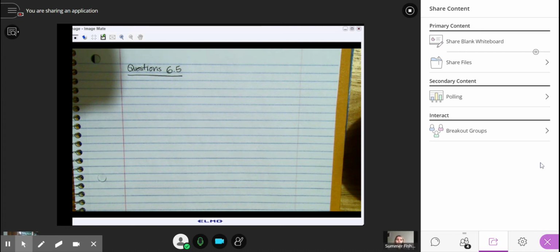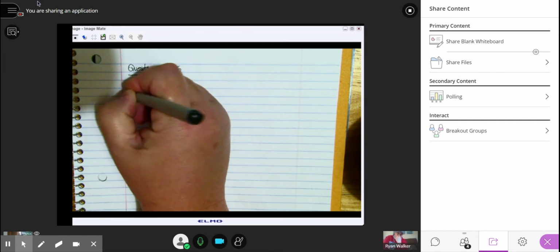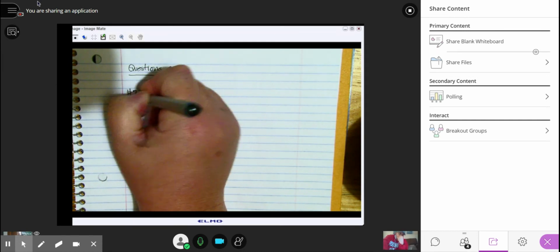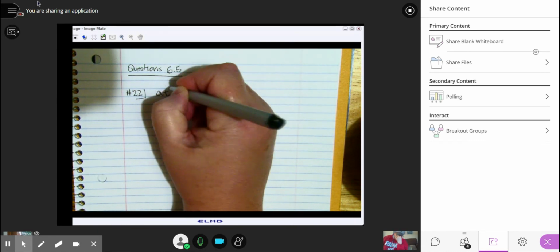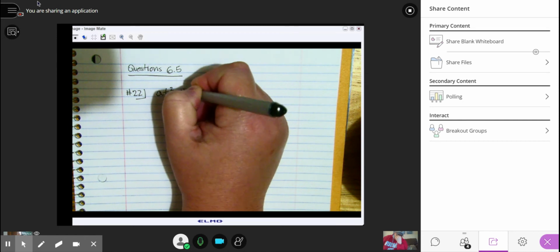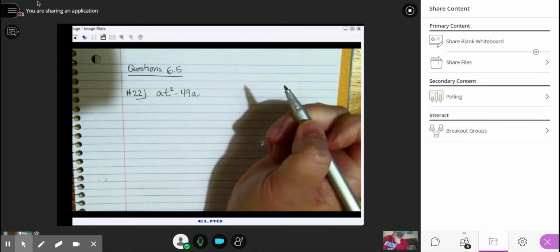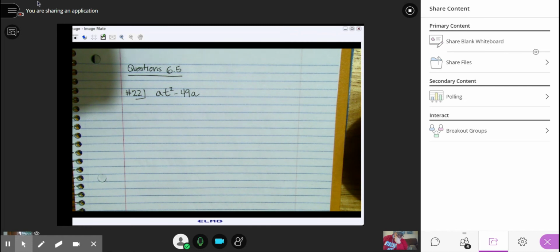Okay, so we're looking at questions from 6.5. And Austin, you had asked about number 20. Oh, okay. All right, so for number 22, I can just tell you what I have. I have AT squared minus 49A. Is that similar to what you have?